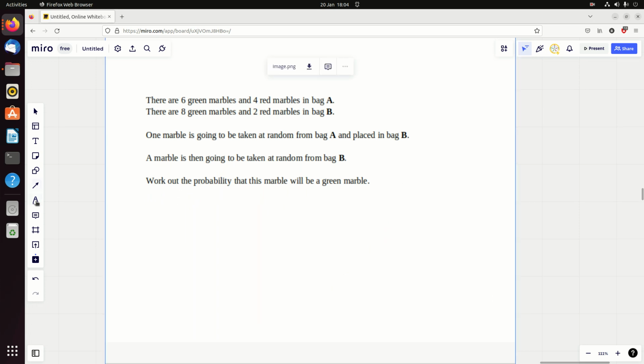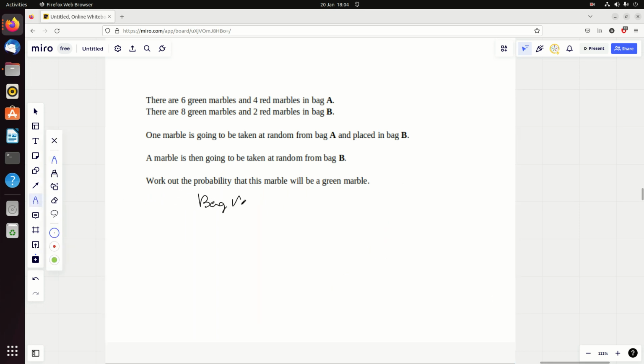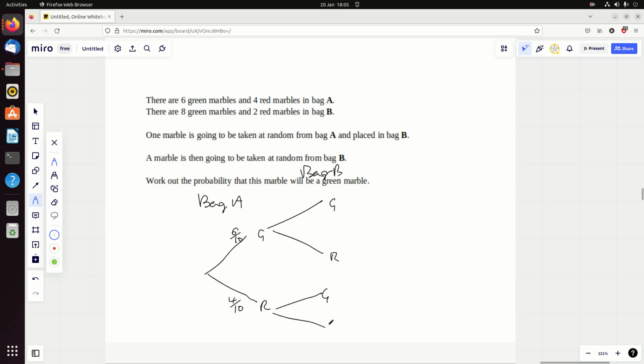Bag A can be on the first branch. What's that? 6 green, 4 red. So there's 6/10 chance of green and 4/10 chance of red. Now, bag B, this is representing bag B choice up here. We're going to have to do some thinking to do this, because if you notice, they say one marble is going to be taken at random from A and placed in B. So suddenly you've got to think about what happened before.